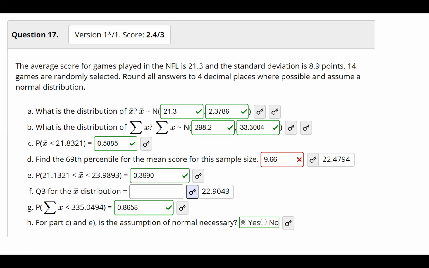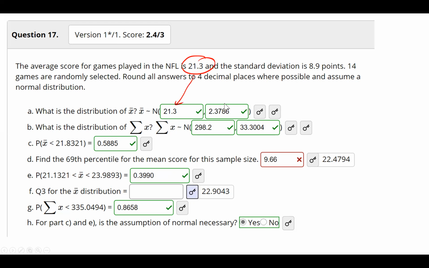There are a couple more. There's something called the summation distribution, which I wanted to cover. Round all numbers to 4 decimal places when possible, and assume a normal distribution. That's great. Let's go with it here. So what's the distribution of the average? This guy, the average, comes in as 21.3. Boom, done.